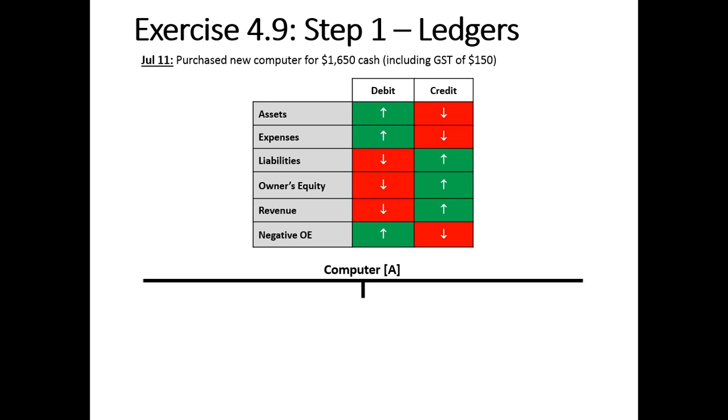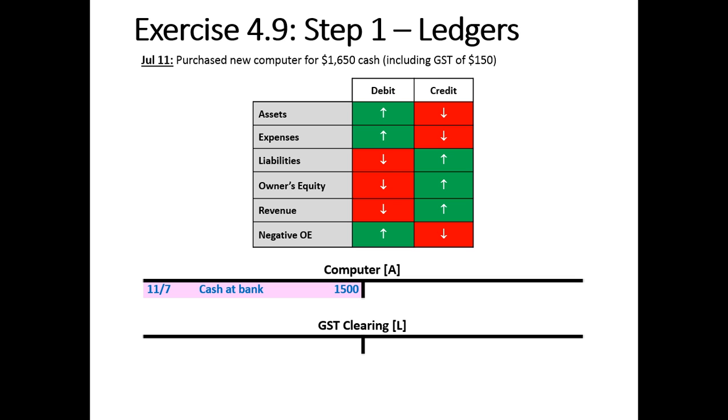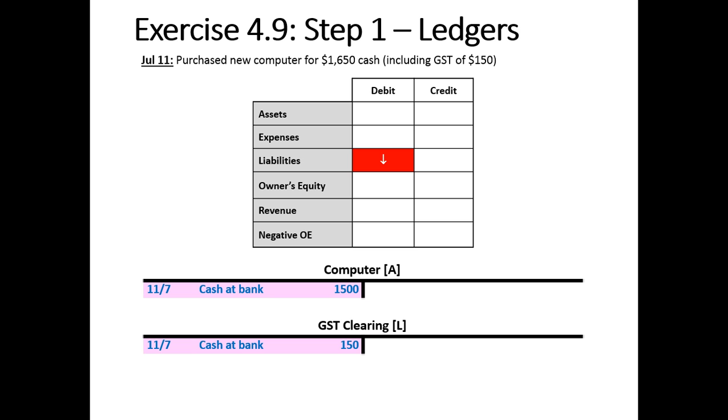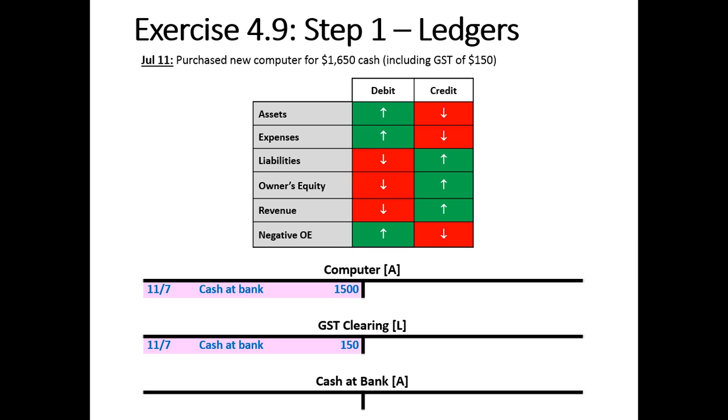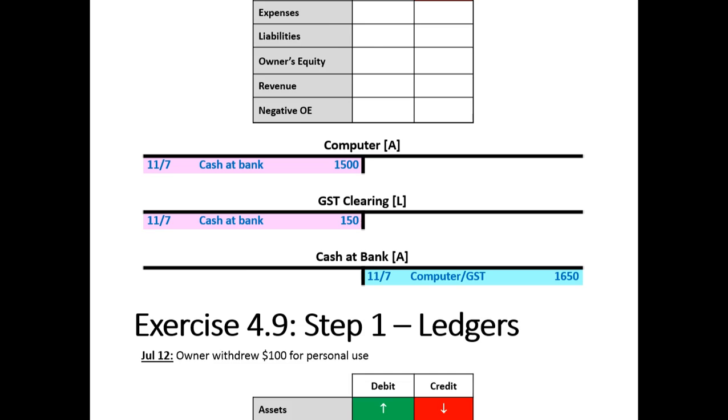We've bought a new computer for $1,650 including GST of $150. So we've got a new asset going up, which is a debit called computer. We've paid GST, that'll reduce our liability, and our cash at bank asset will go down on the credit side for both the amount of the computer and the GST.